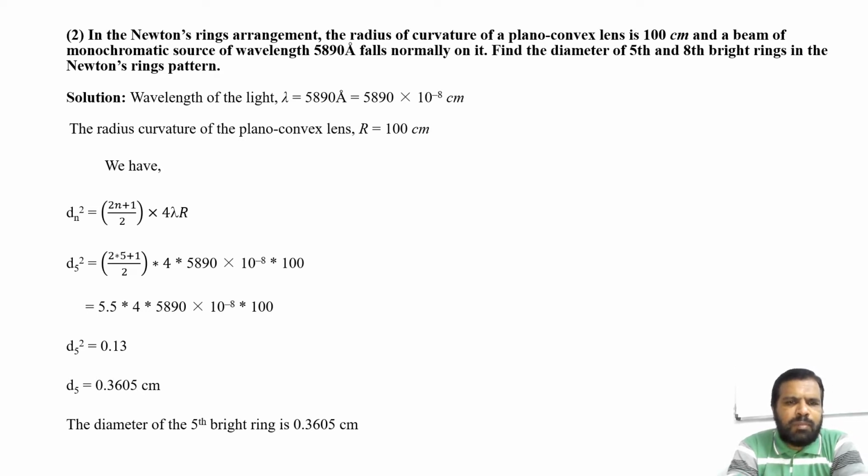Diameter of the fifth ring D5 square is equal to 2 into 5 plus 1 divided by 2 into 4 into 5890 into 10 raised to minus 8 into 100. That is equal to 5.5 into 4 into 5890 into 10 raised to minus 8 into 100. D5 square is equal to 0.13. D5 is equal to 0.3605 centimeter. The diameter of the fifth bright ring is 0.3605 centimeters.